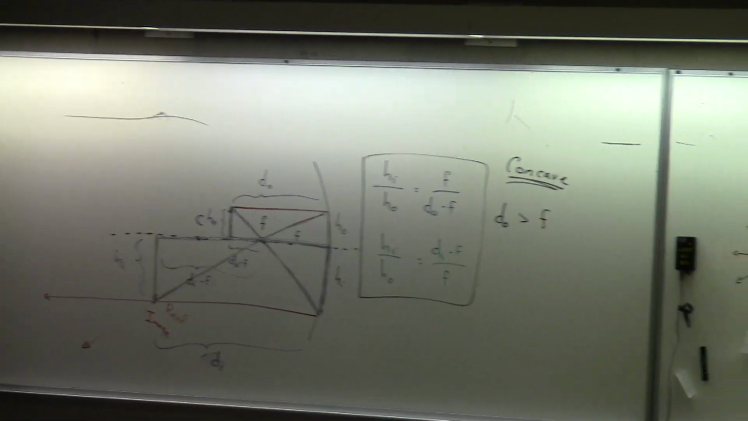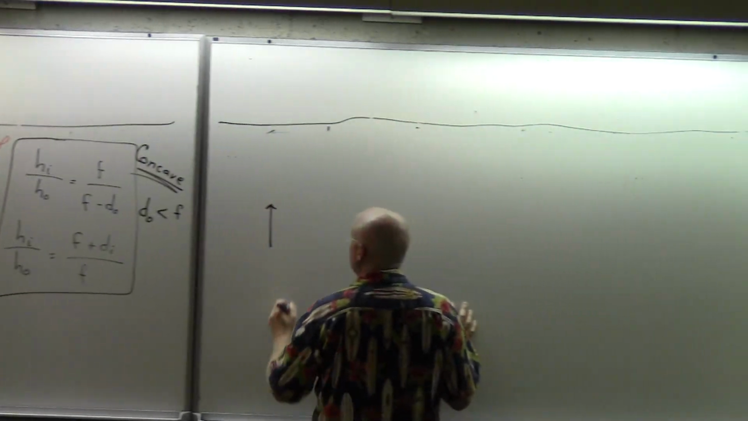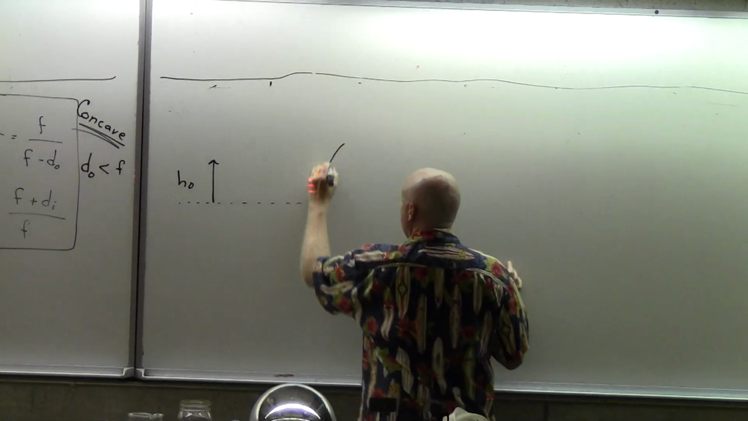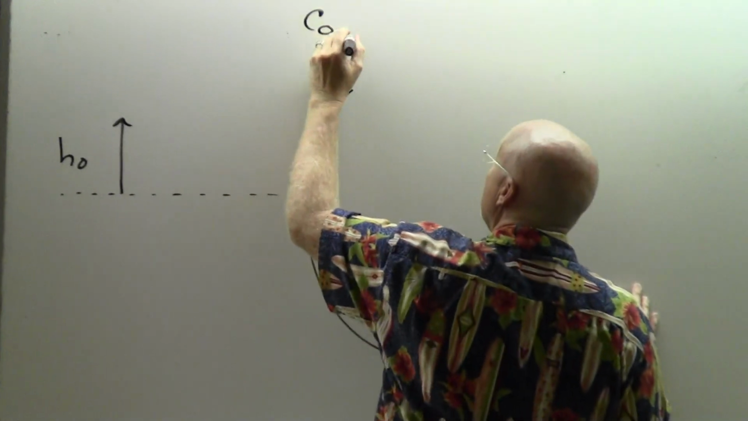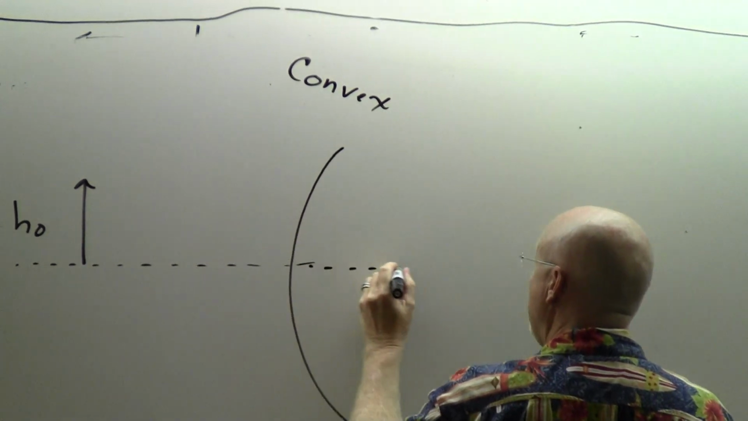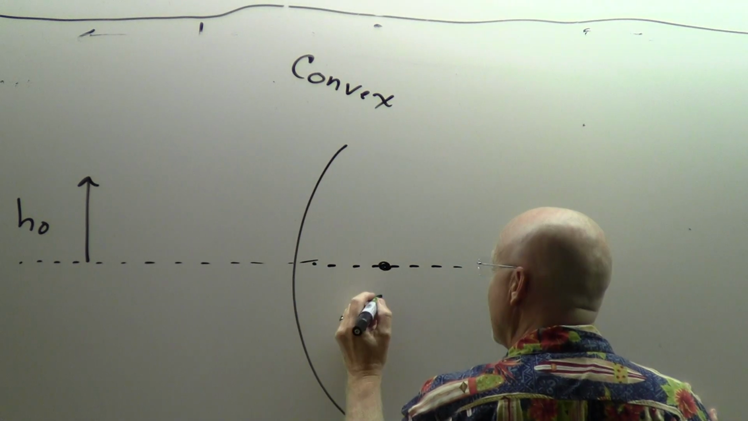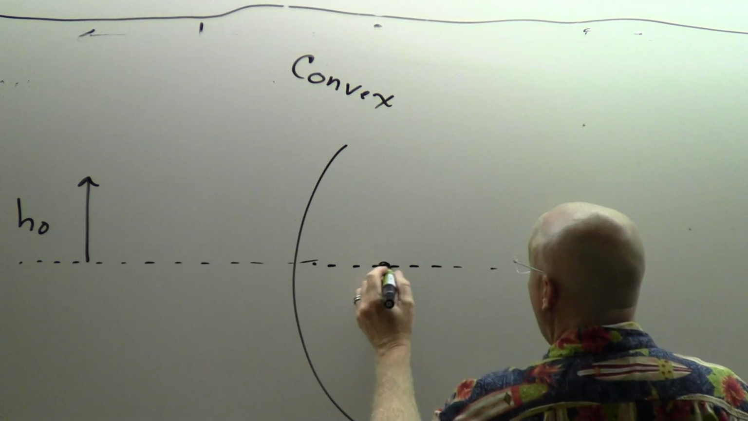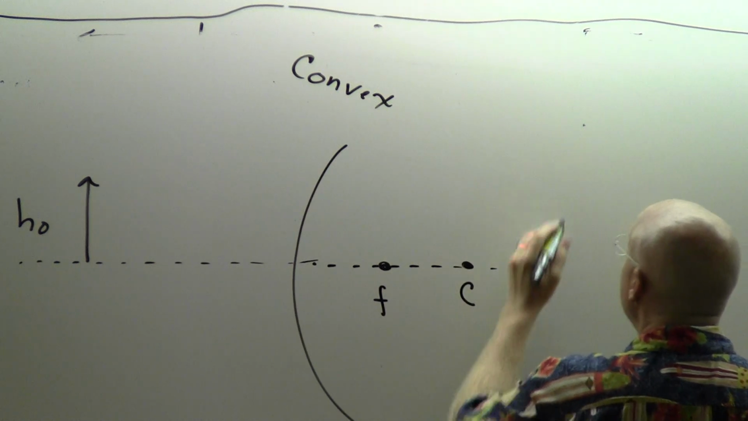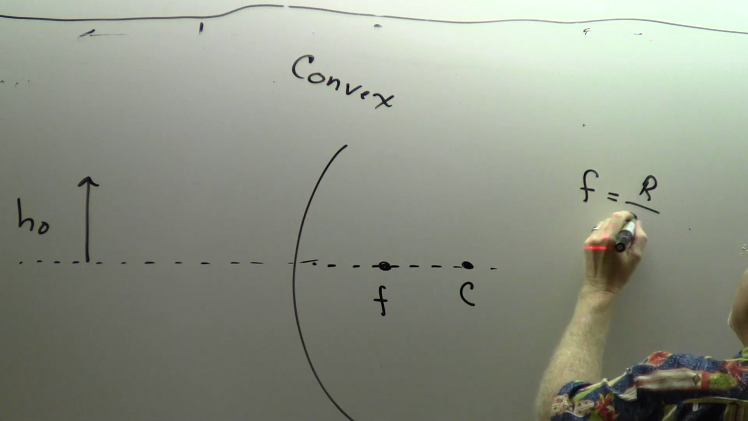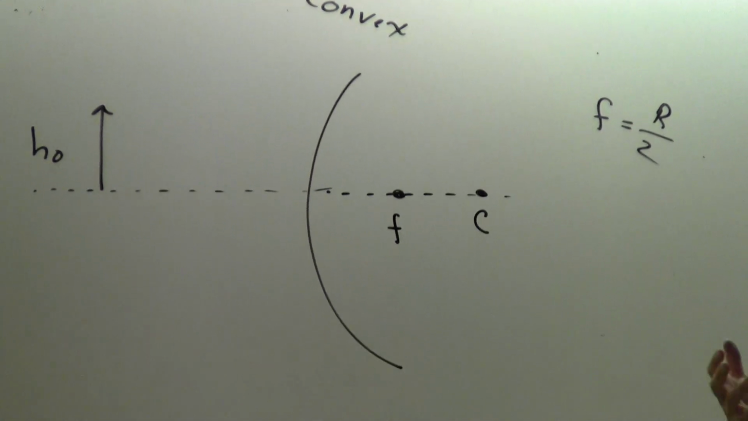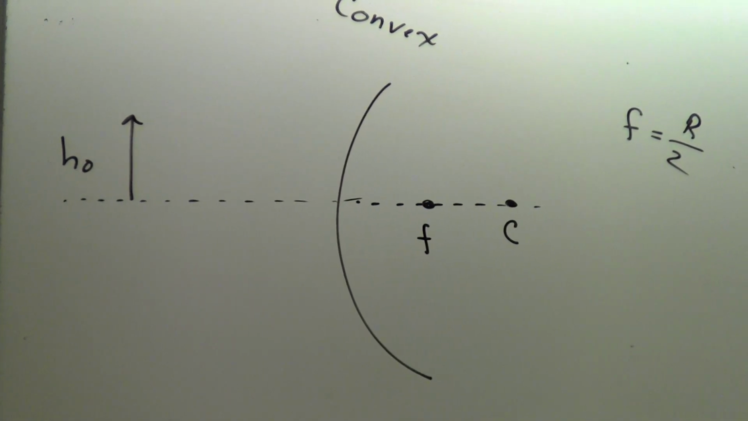But if I were then to say, here is your object, and now here is my convex mirror, then there is this magical point called the focal length, just like we had for the concave, and also true, the focal length is half the radius of curvature. And so the convex and the concave have a lot of the same properties, although as you will soon see, they are reverse of each other.